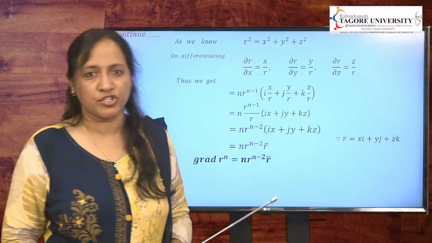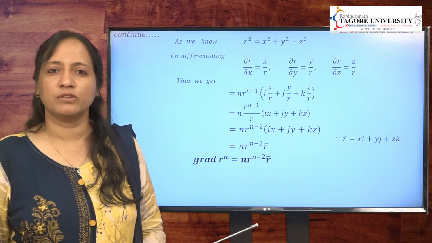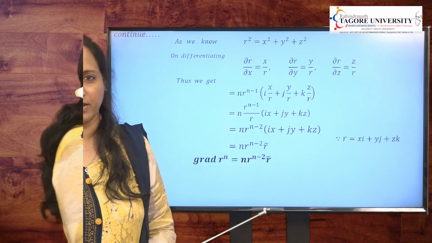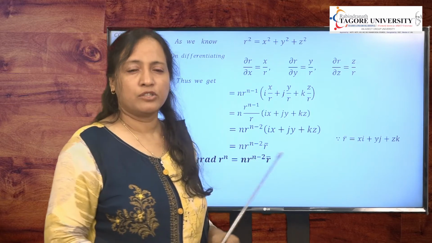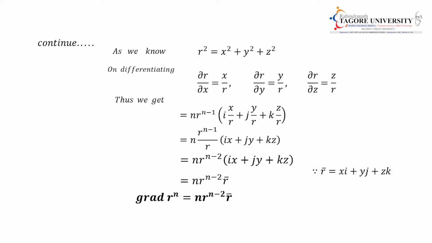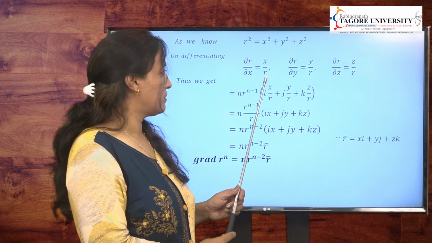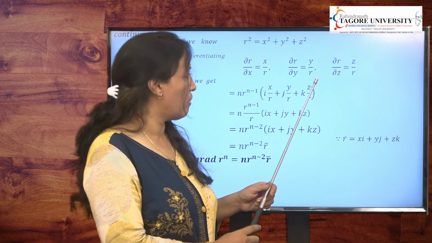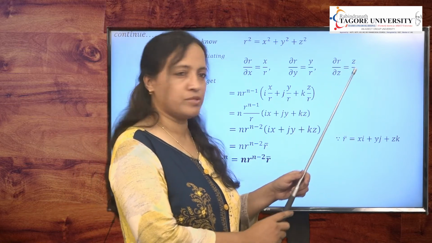r is itself a function of x, y, z. r square is equal to x square plus y square plus z square. If we differentiate this, 2r del r is equal to 2x del x. Finally, del r by del x is equal to x by r, and del r by del y is equal to y by r, and del r by del z is equal to z by r.